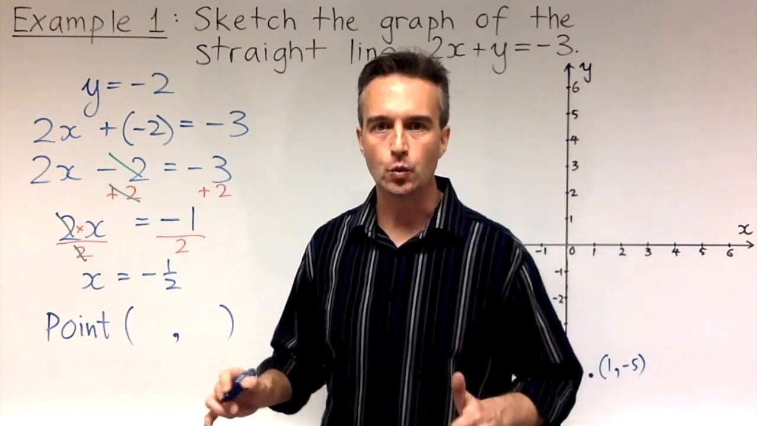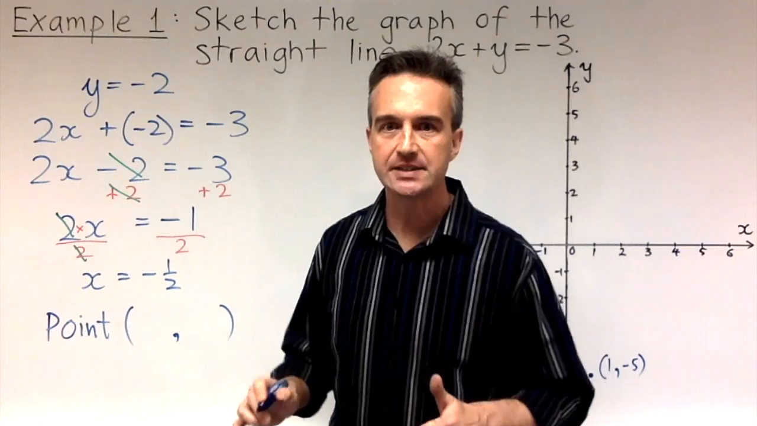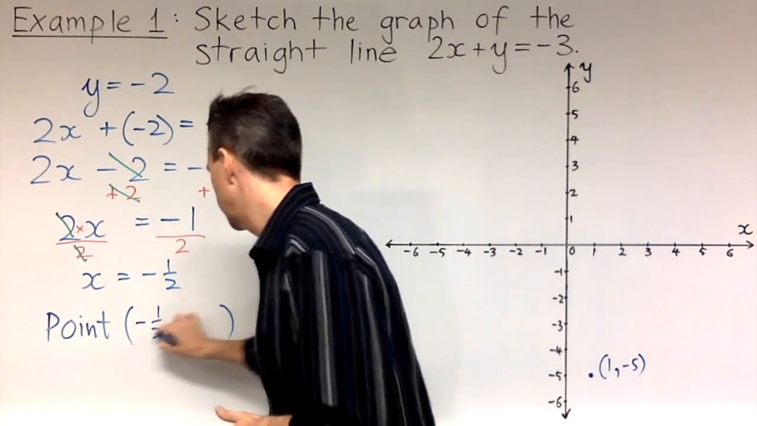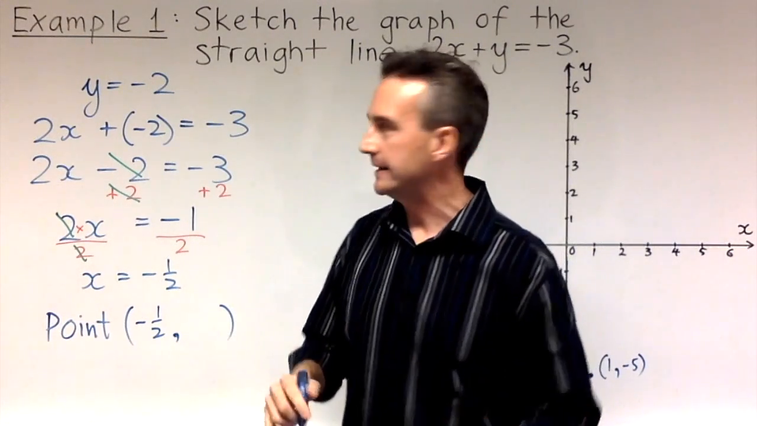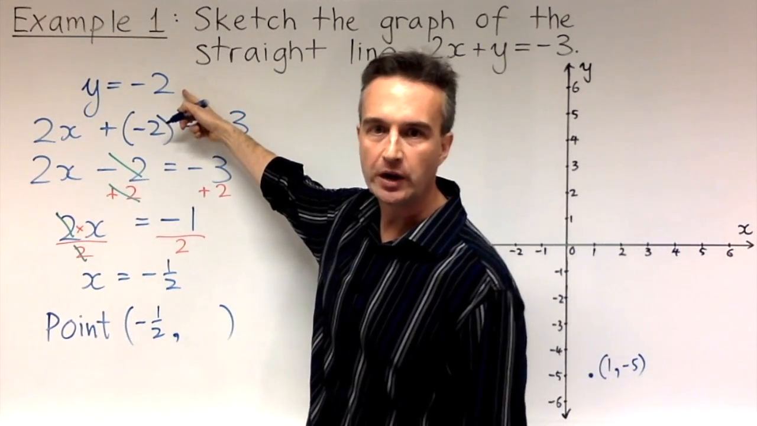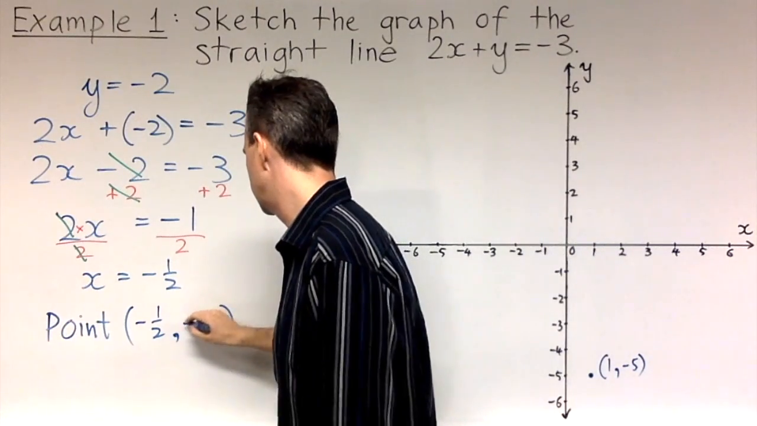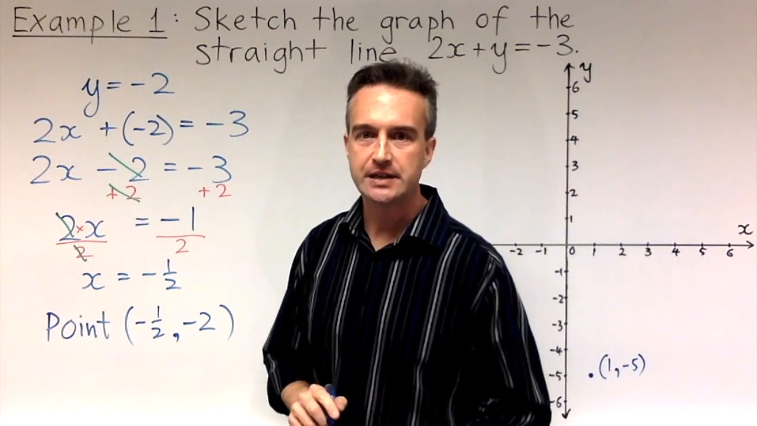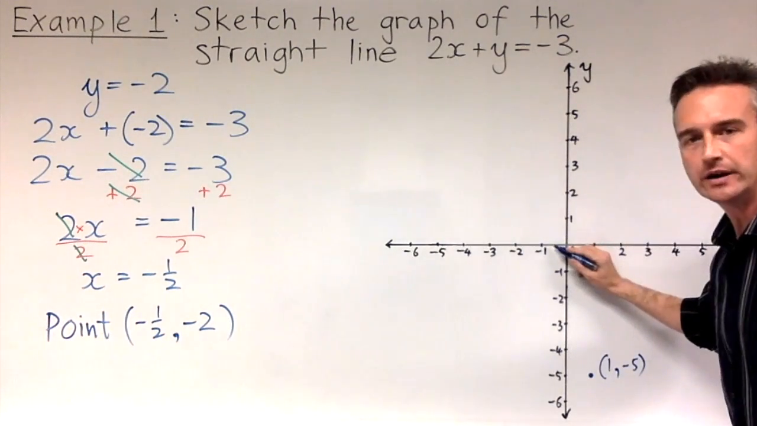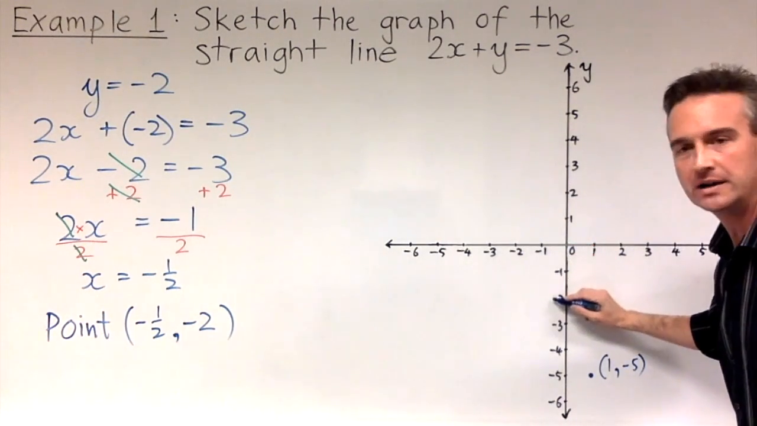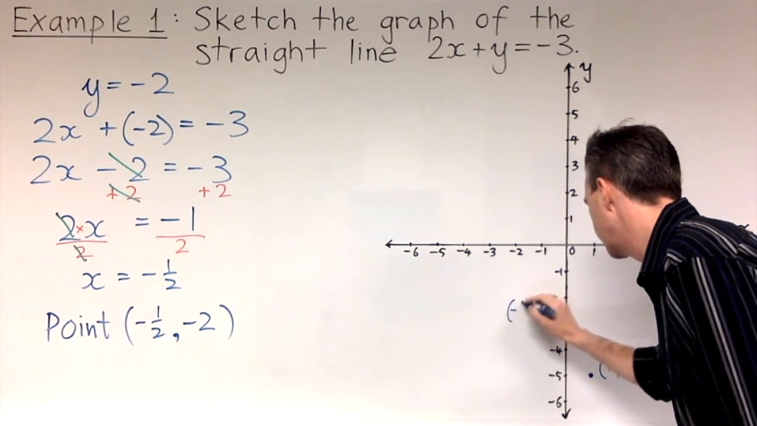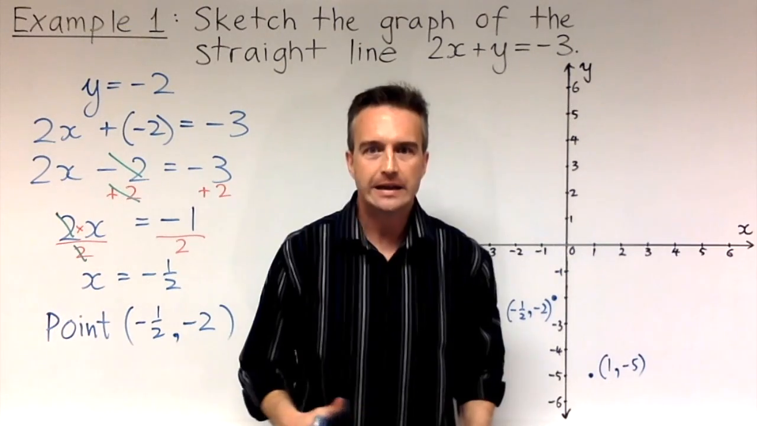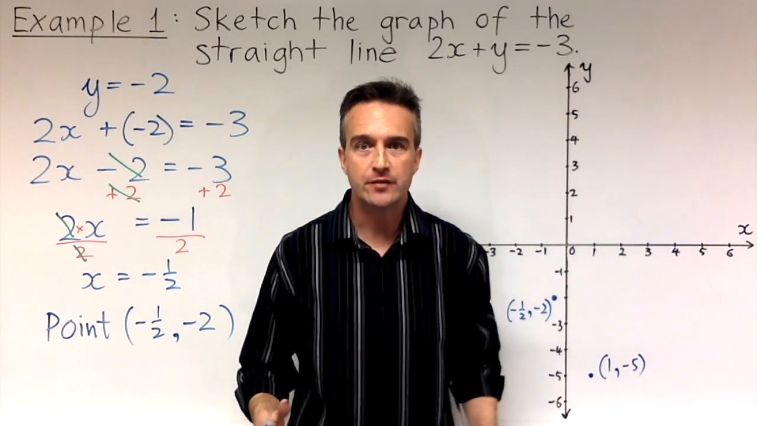So we now have coordinates for our second point. The x-coordinate is x is -1/2. And our y-coordinate is, back up here, we chose y equals -2. We now have 2 points. Let's plot our second point. -1/2, minus 2. Now we have our 2 points. We can now graph our straight line.